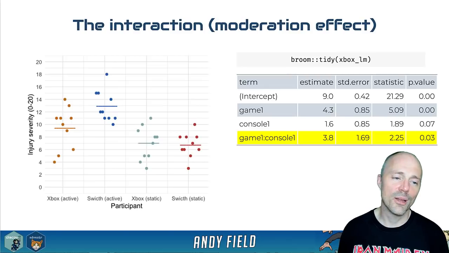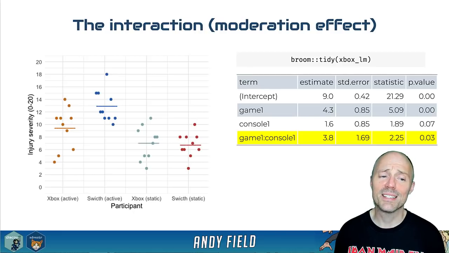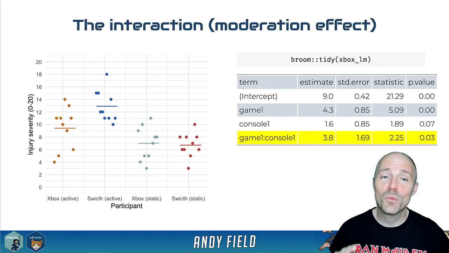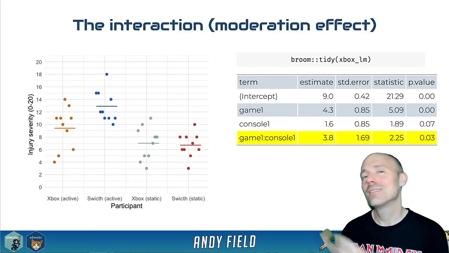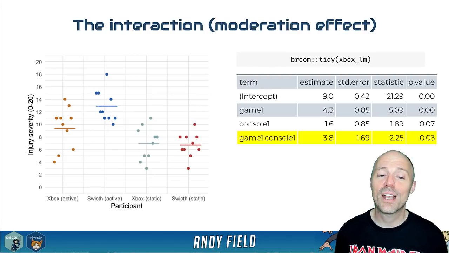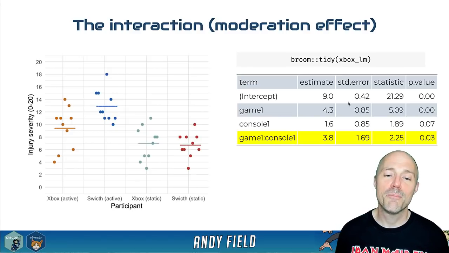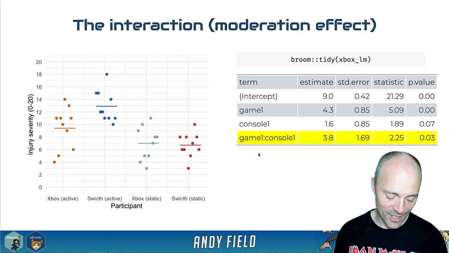The interaction term is looking at whether injury severity can be predicted from the four means separated out, which is why it doesn't make sense to interpret the main effects alongside it. For the main effects we lump all the Xbox data together and all the Switch data together, and then all the active data together and all the static data together. If you get a significant interaction effect, it doesn't make sense to look at those main effects. You'd only really be interested in breaking apart that interaction term.